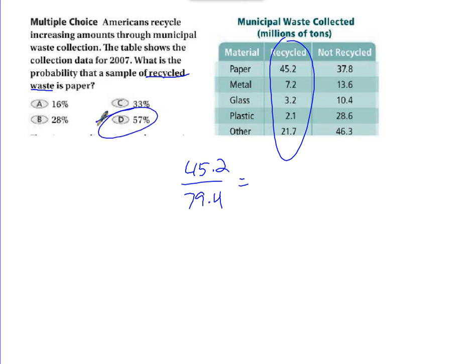Okay? So on a story problem, you have to read it and understand what they're giving you and what you're looking for. They're giving you a sample of recycled waste. They told you it's recycled waste. That's what they gave you. So that's why we're looking just in this column. Then we want it to be paper. So we're looking at this divided by all of that added together.